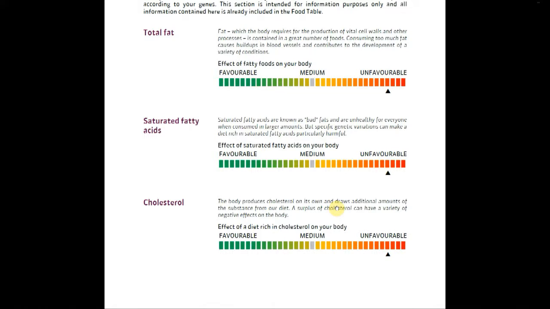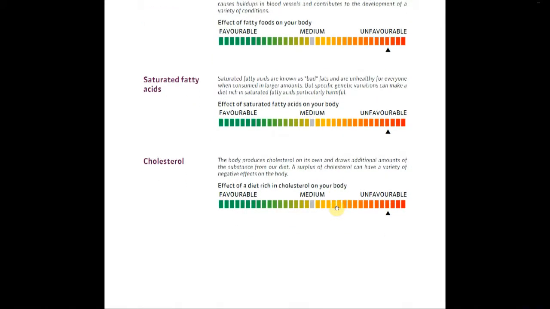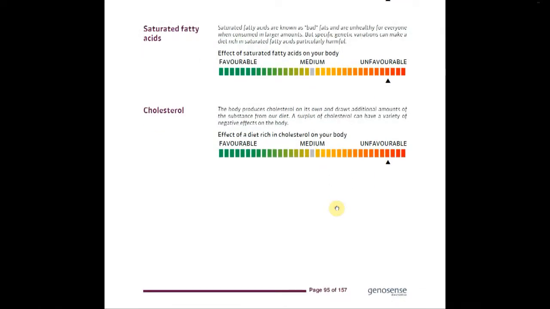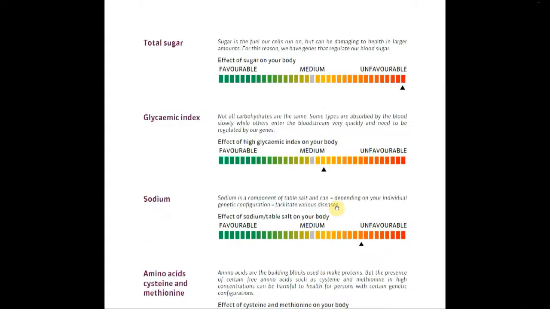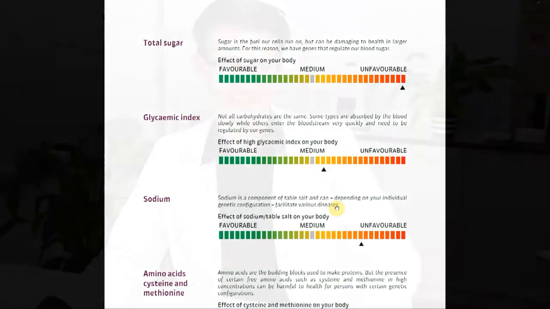Saturated fatty acids, that's the unhealthy type of fat, so unfavorable. Cholesterol, also unfavorable in this case. Total sugar, so lots of sugar and high calories from sugars is also bad for this person. Glycemic index is not so bad.